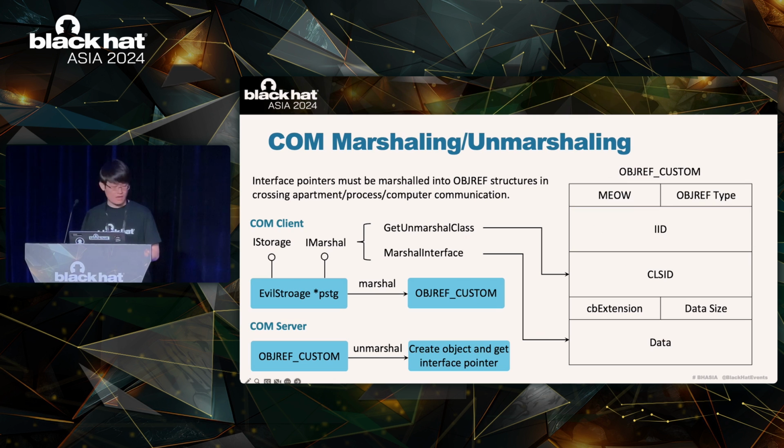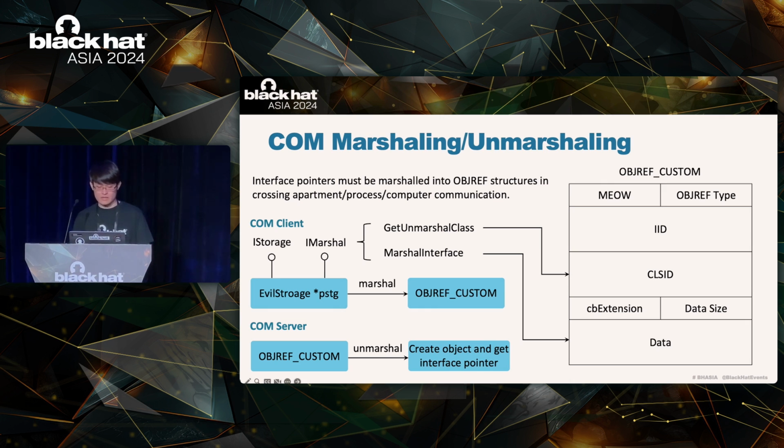An interface pointer is actually a memory address. The interface pointer cannot be passed directly between the client and the server in cross-process communication because the memory of the client process and the server process are not shared. As a solution, the interface pointer will be marshaled into a data structure named OBJREF_CUSTOM.